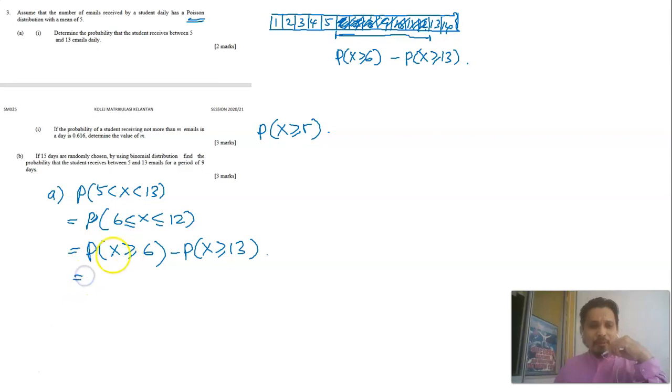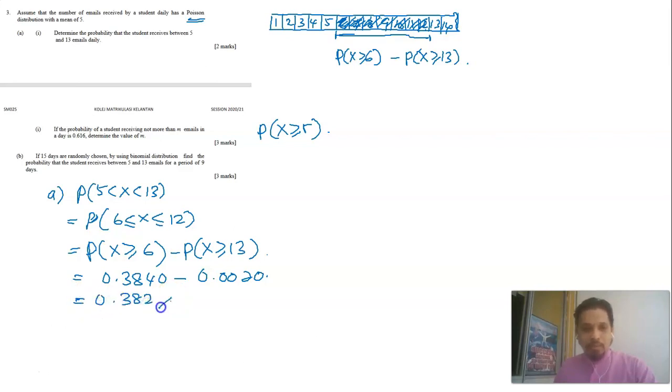So then, the probability of X greater than or equal to 6, go to 6, which is 0.3840 minus 0.0020. And it is now equal to 0.382.